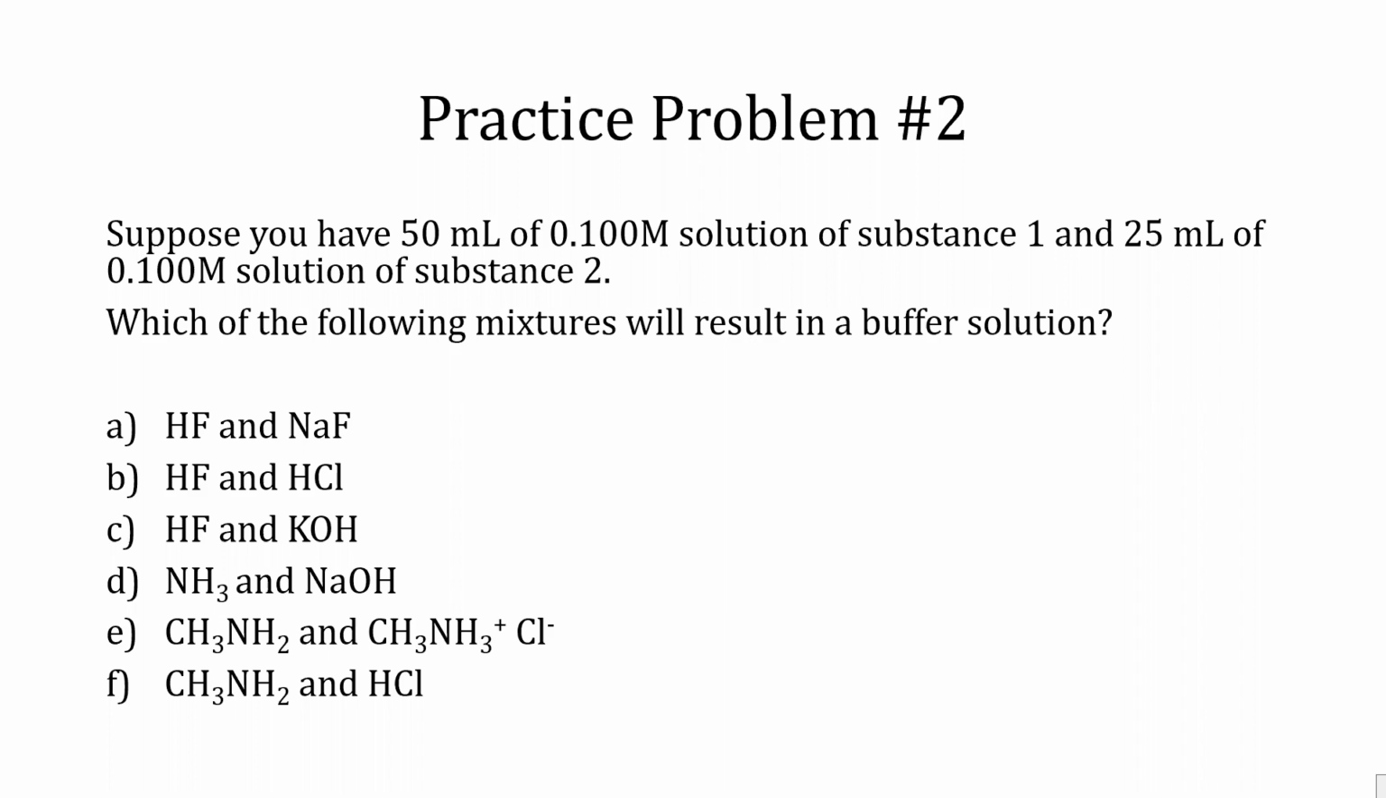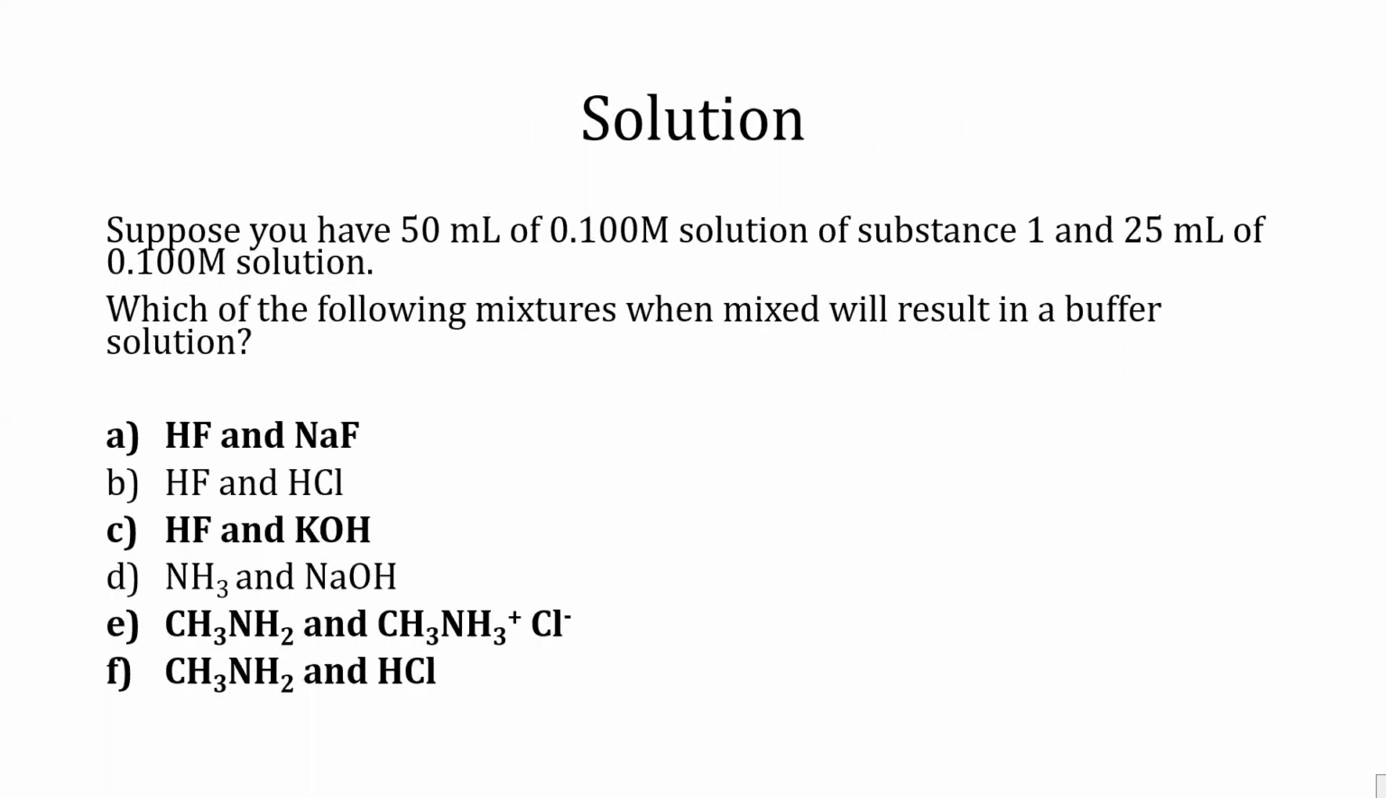A, HF and NaF. B, HF and HCl. C, HF and KOH. D, NH3 and NaOH. E, CH3NH2 and CH3NH3+ Cl-. F, CH3NH2 and HCl. The answers are A, C, E, and F. Not B because it is combining 2 acids, not D because it's combining 2 bases.